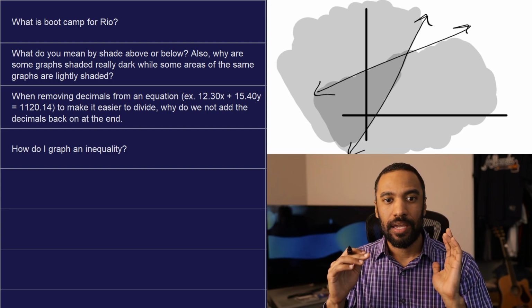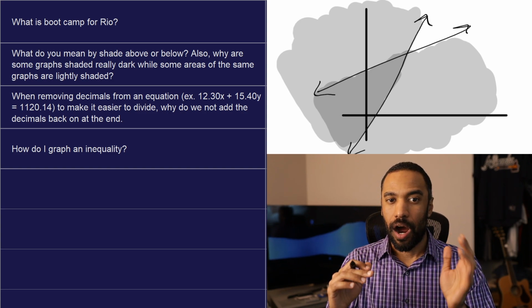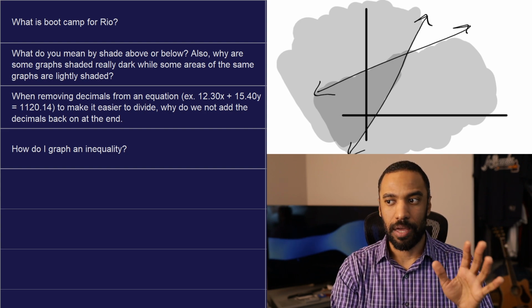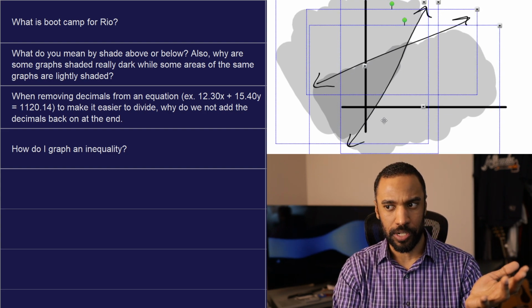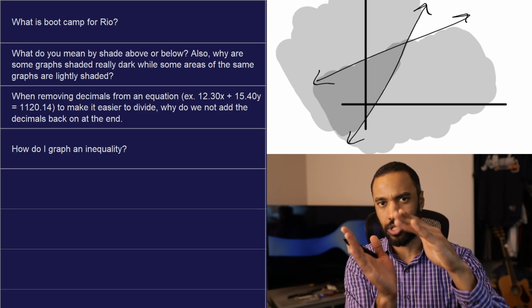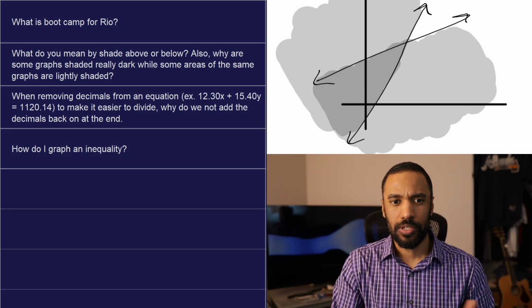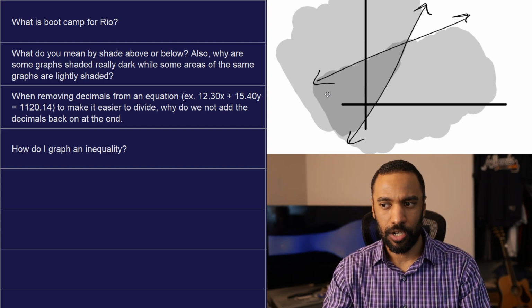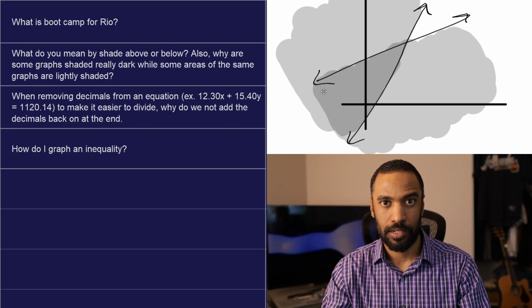Now, what is your question? Why are some graphs shaded really dark while some are shaded light? Most all of them should have an overlapping shaded region somewhere, unless we shade above or below parallel lines, which it looks like no one's asking about. But the overlapping shaded region represents the solutions to your system.